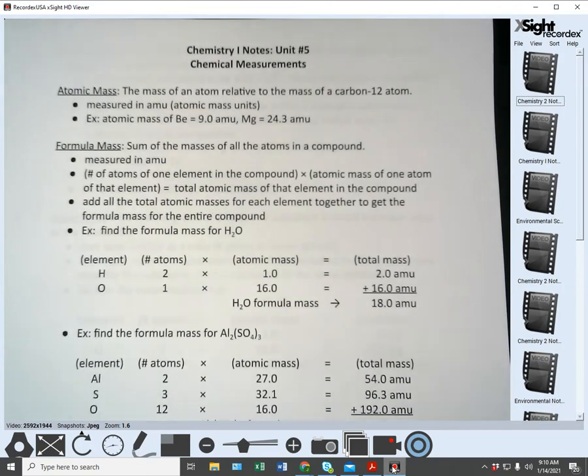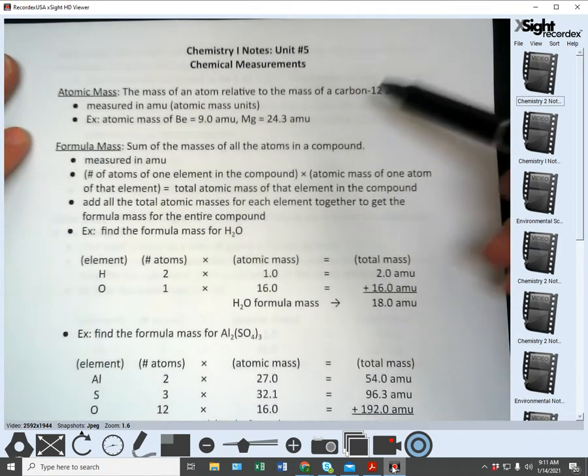Now, when we're talking about chemical measurements, what we're talking about is measuring substances on a micro level, like a level of atoms and stuff like that. We already know about measuring with mass in grams and volumes in liters. Now that we know that there are atoms that make up our elements, how do we go about making measurements of these things that we've done in chemical equations and talked about in the concepts about them?